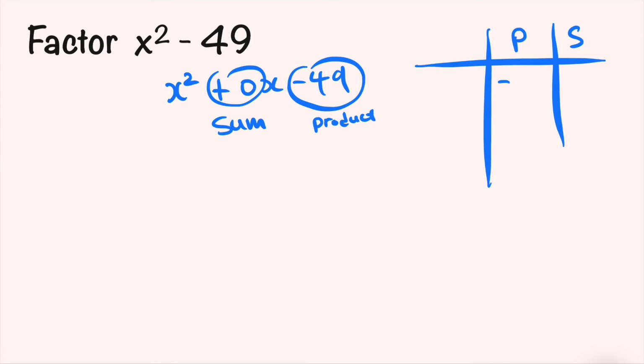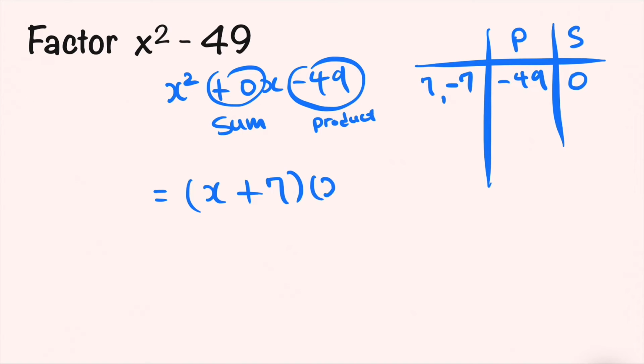So let's try. We want the product of the two numbers to be negative 49, but their sum to be 0. Well, if their sum is equal to 0, that means that the two terms are the same number but having different signs. For example, 7 and negative 7. When you multiply them, they become negative 49. But when you add them, they're equal to 0. That means our original equation can be factored into x plus 7 times x minus 7. We got our positive 7 from here, and we had the negative 7 from here. And this is how you factor the special case of the difference of squares.